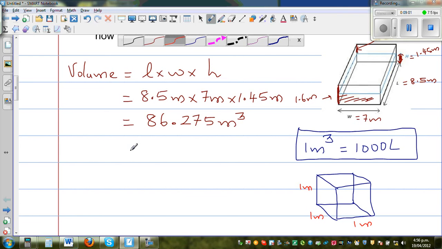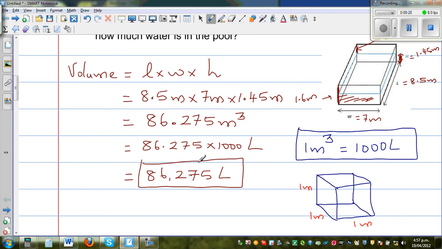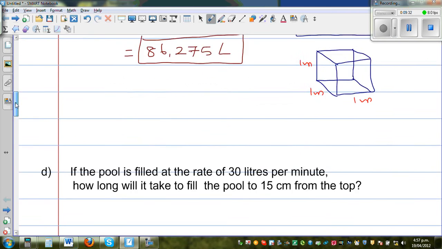So now to change this into liters, if you know that 1 meter cube is 1000 liters, this would be 86.275 times 1000 liters, which is 86,275 liters. So this tank will contain 86,275 liters of water.